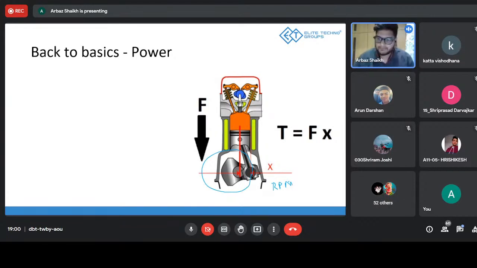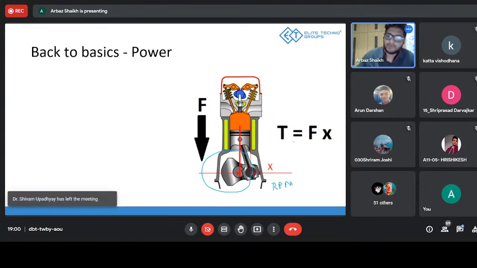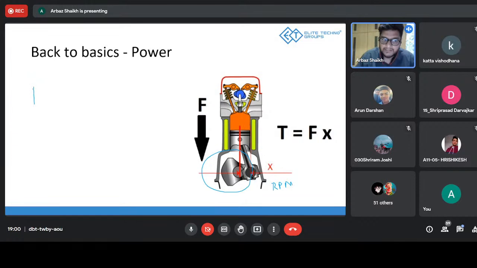Now that's the time element we got. Now, how do we calculate the power in case of an engine? Power is equal to torque multiplied by RPM.